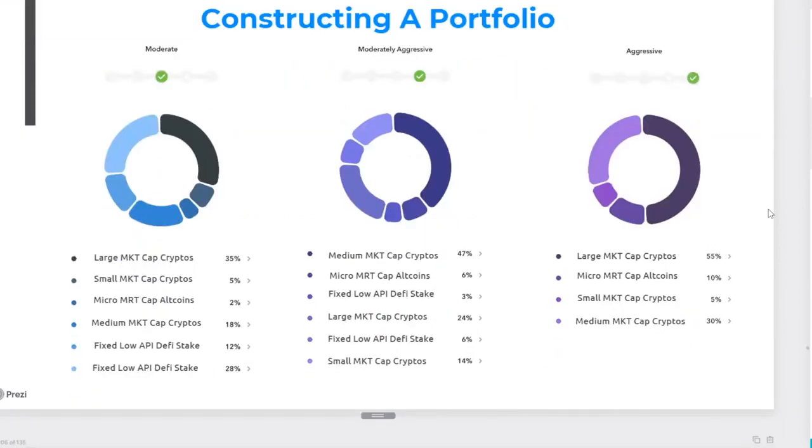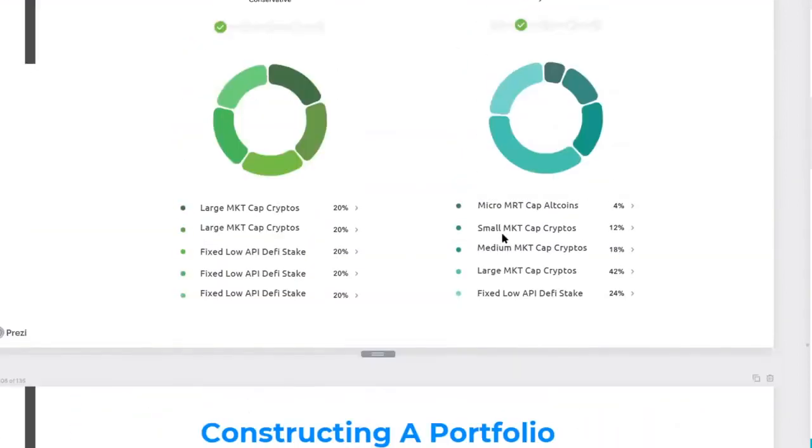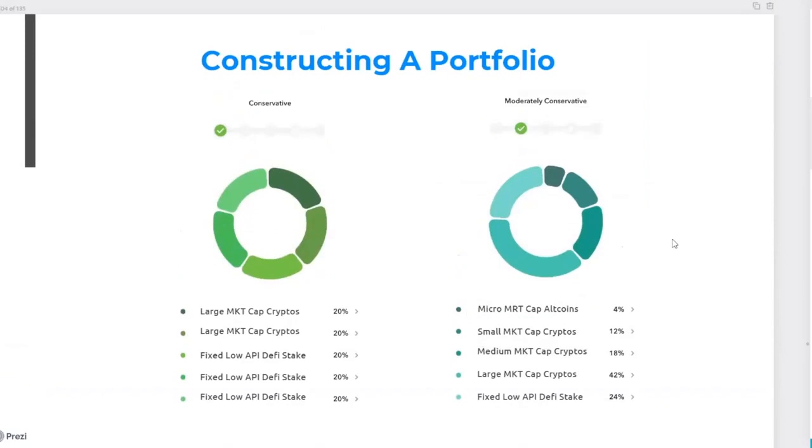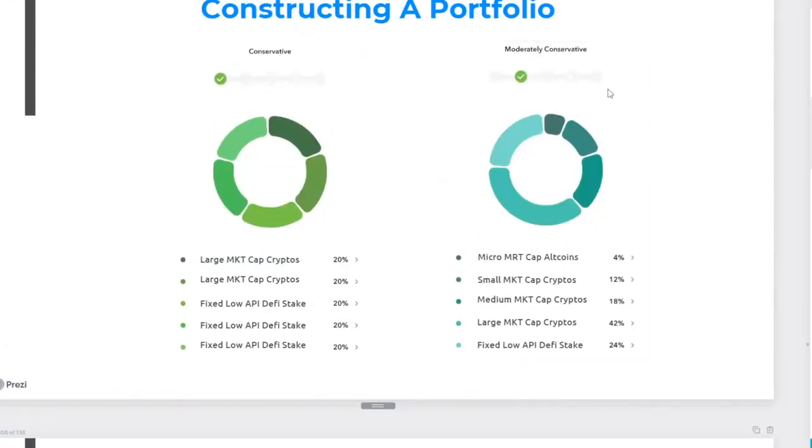And then, like I said, as you age and depending on how much time you have on your side, I would say in your early 20s to mid 20s, aggressive is normal. In mid 30s to late 30s, I would say either moderate or moderately aggressive would be pretty good. And then into your 40s and 50s onward, I would say moving into a moderately conservative to conservative portfolio.